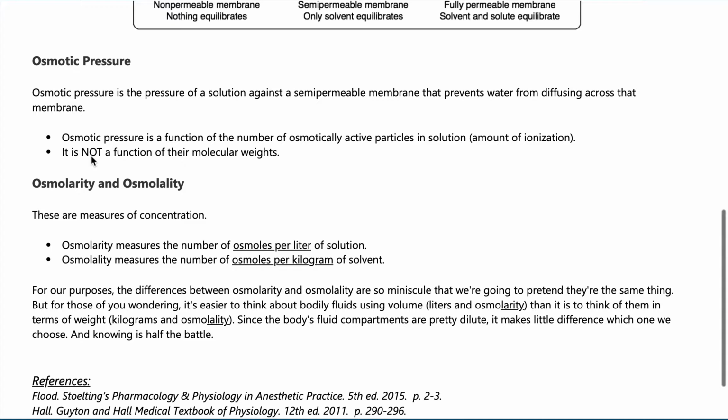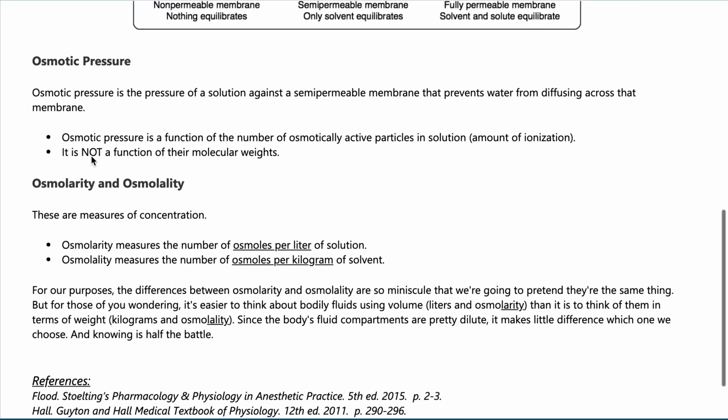Osmolarity and osmolality. These are measures of concentration. So these are two different measures of concentration. Osmolarity measures the number of osmoles per liter of the solution, and osmolality measures the number of osmoles per kilogram of the solvent. For our purposes, the difference between osmolarity and osmolality is so minuscule that we're going to pretend they're the same thing, but if you're wondering, it's easier to think about body fluids using volume, liters, and osmolarity, than to think about them in terms of weight, kilograms, and osmolality.